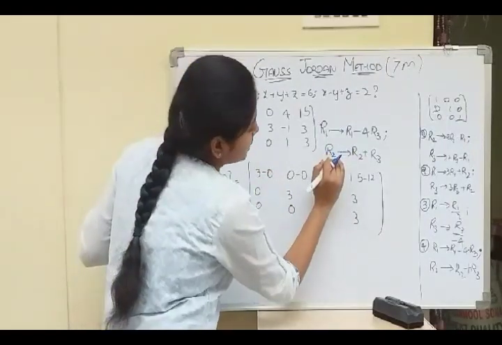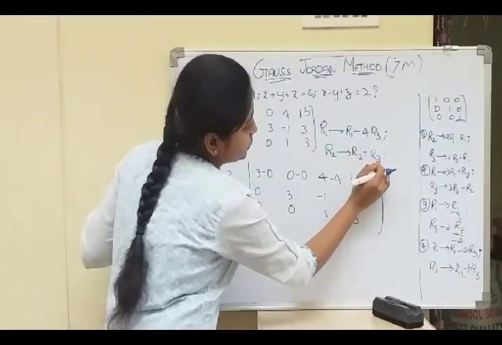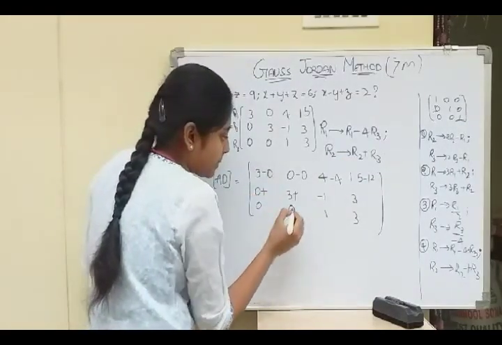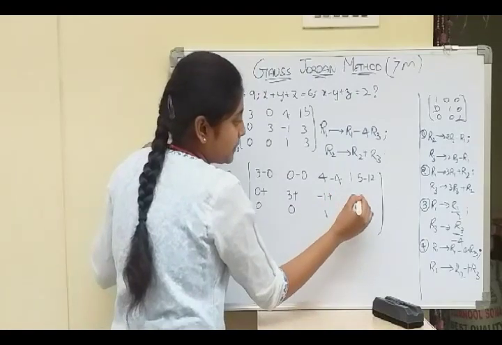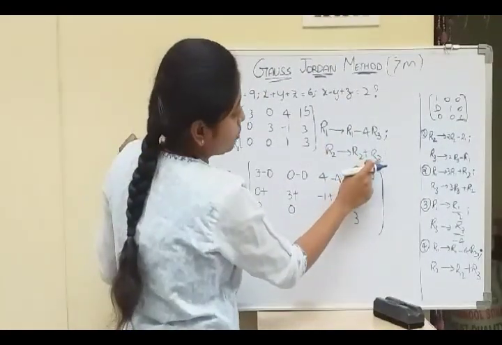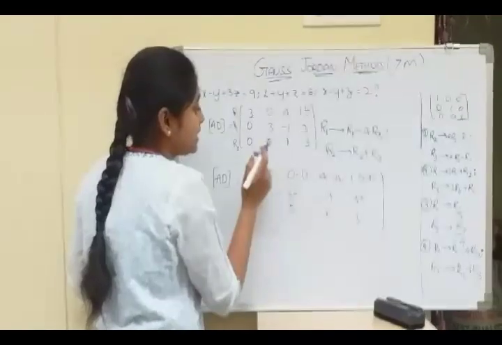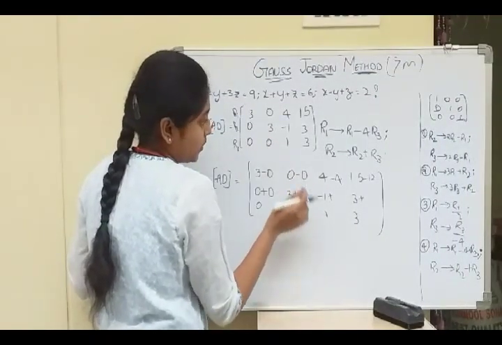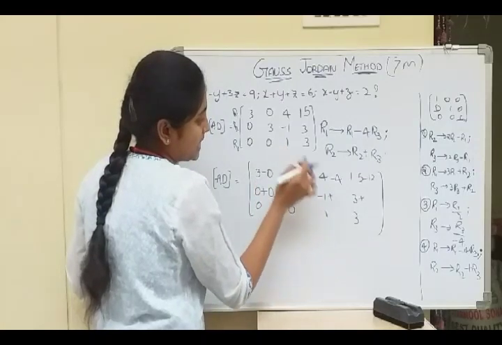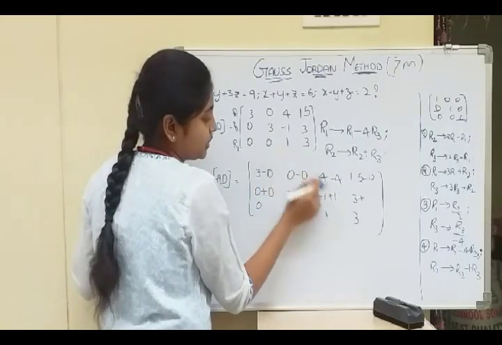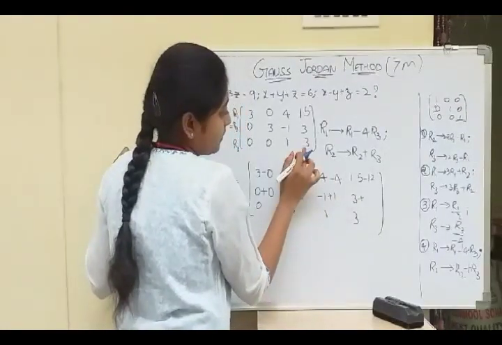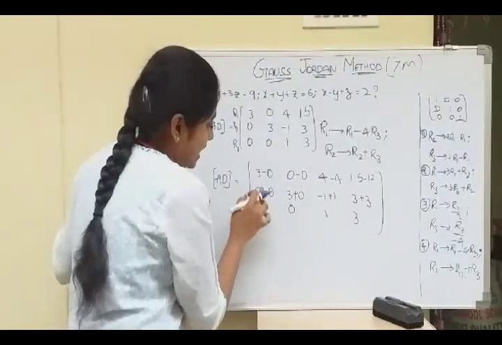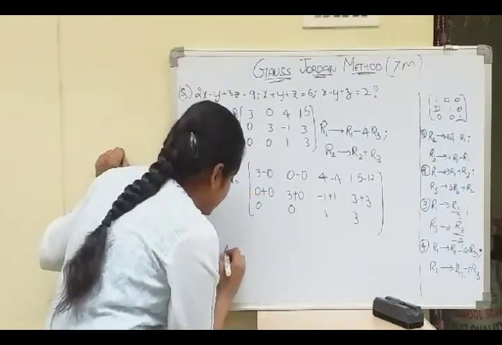Now here in row 2 we need to add row 3. So it is plus, no? We need to sum up, so we are putting the plus sign here. We need to add row 3 here. So row 3 elements are 0, so 0 plus 0, 0 plus 0. Minus 1 plus 1, here we have 1, so 1. 3 plus, here we have 3, so 3. Okay.